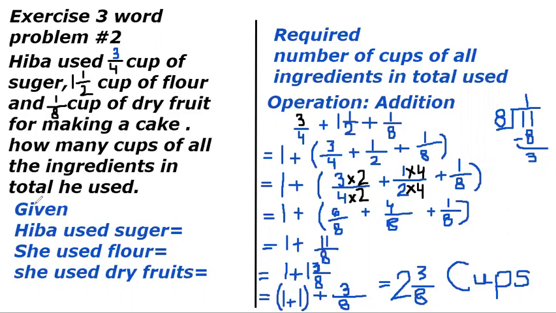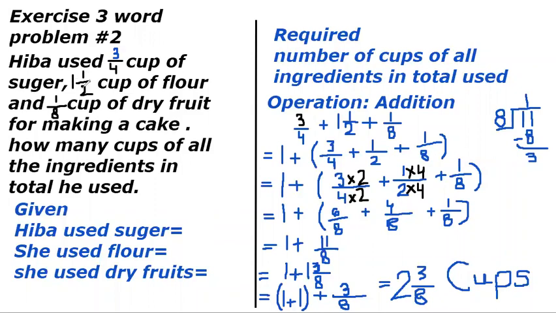Okay, this question is about making a cake. And you know that in the making of a cake, a cup is used, and Hiba used 3 upon 4 cup of sugar. 3 upon 4 means that if you have a cup and you divide it into 4 parts, out of 4 parts she uses 3 parts of sugar.